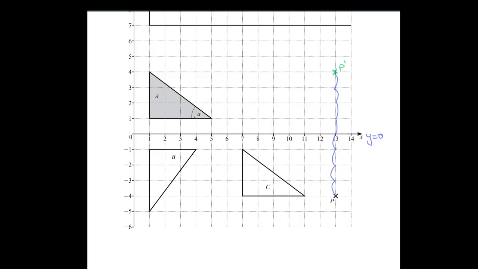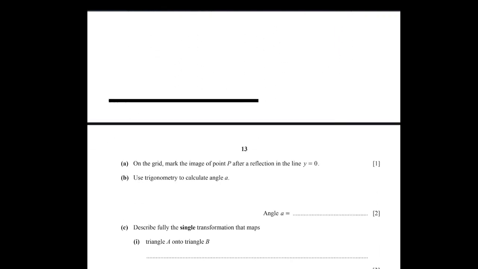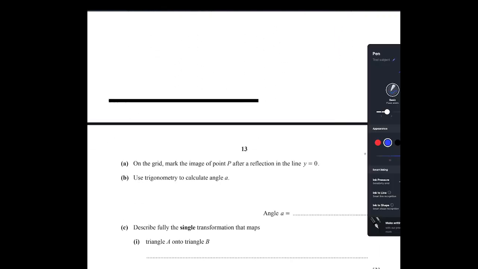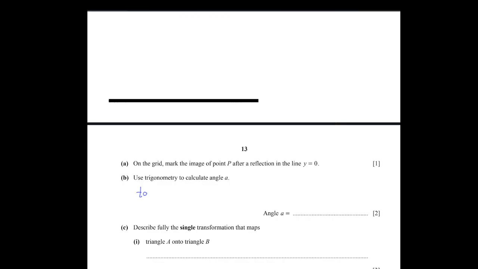Now angle A is opposite by adjacent, that is tan A. Tan A is equal to opposite by adjacent. So the opposite side is how many centimeters? 1, 2, 3, and the adjacent side is 1, 2, 3, 4. That is 3 by 4. So tan of angle A is equal to opposite by adjacent, so 3 by 4.